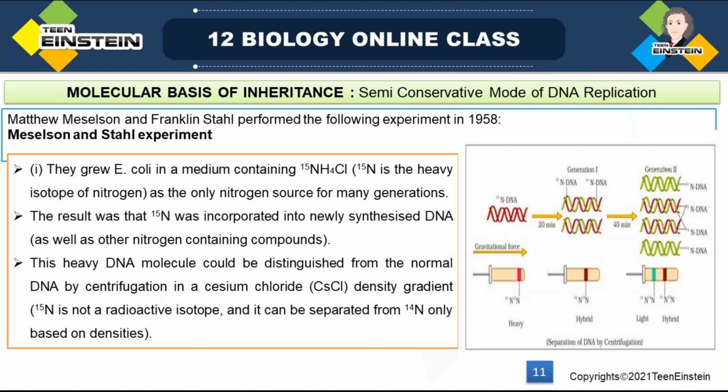So how can we distinguish normal DNA from heavy isotope DNA? By cesium chloride density gradient centrifugation. Through that we can make out the heavy isotope DNA and the normal DNA. Got it?